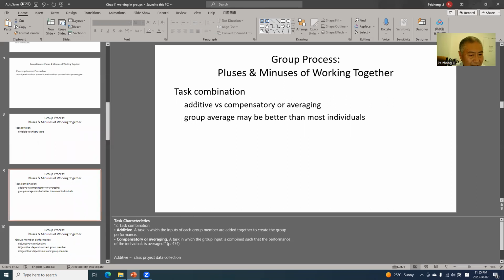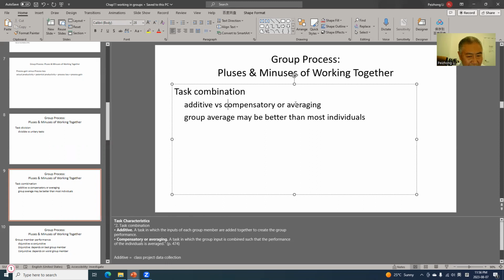Some group tasks are additive, some group tasks are averaging. Additive tasks are those where all the input of all group members has to be added together. The presentation project is an additive task. A compensatory task is also called an averaging task. In an averaging task, you take an average of the group input.